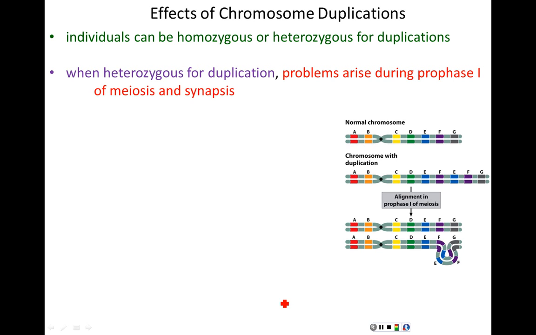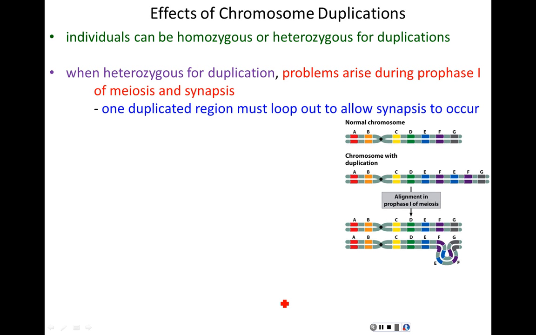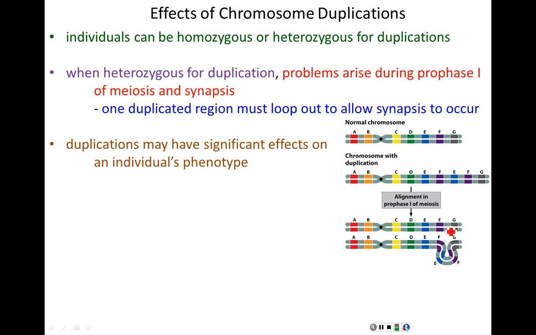But once we have a duplication event, those two homologous chromosomes, if they're heterozygous, can't zip up perfectly with one another anymore because they aren't perfectly aligned, as shown in this diagram. In order to have that synapsis occur and have that zipping up, one of those duplicated regions must loop out, allowing the two chromosomes to align with one another. That looping out puts a physical strain on the DNA molecule and could result in breakage of the DNA molecule.